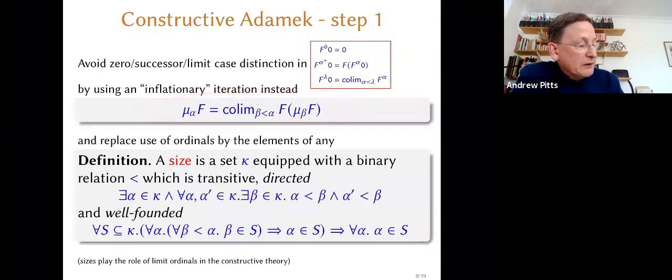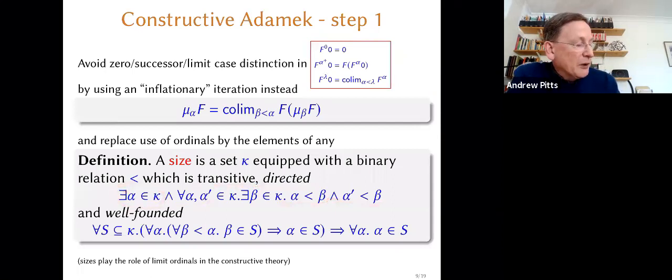So what will alpha range over? I'm going to let them range over things I'll call sizes. A size will be a set equipped with a binary relation which is transitive, so it's in that sense an order. Directed: by directed, I mean that first of all the set is inhabited, speaking constructively, so not non-empty but inhabited. And you have an upper bound with respect to this transitive relation less than for any pair of things. So given a pair of things, we can find a third thing which is above both of them.